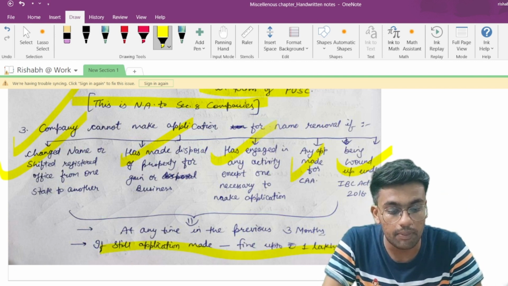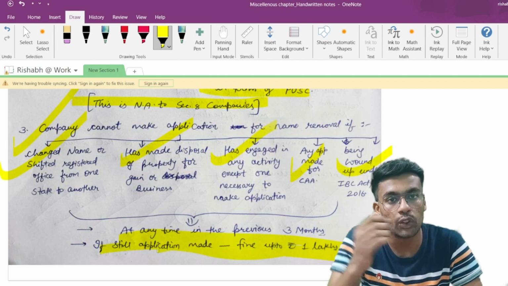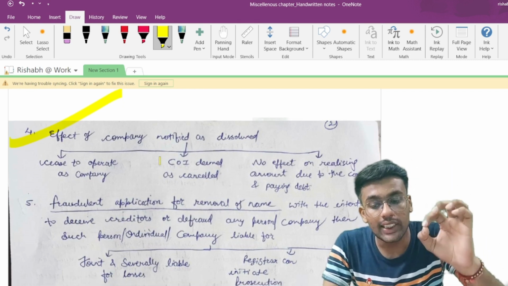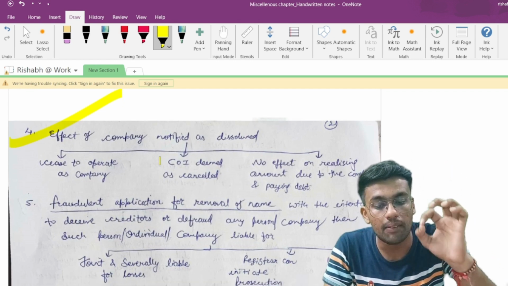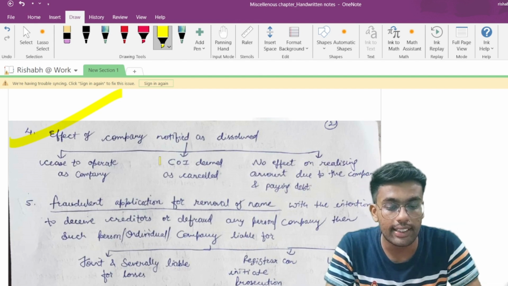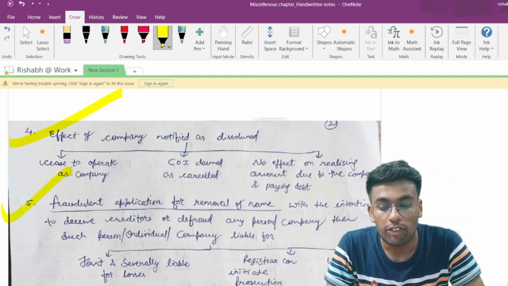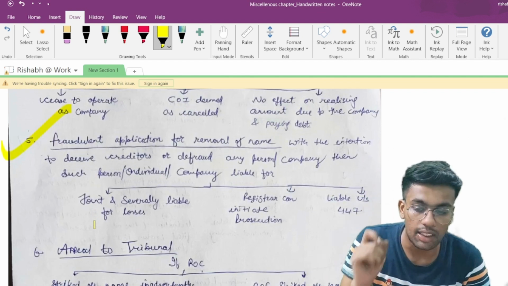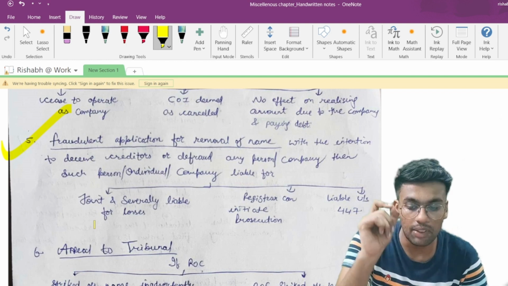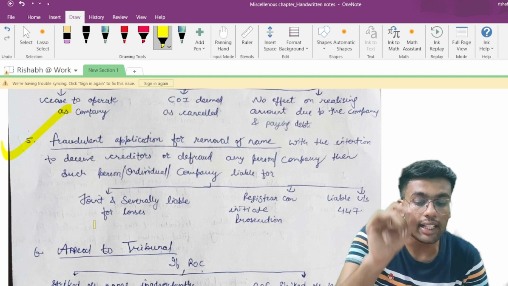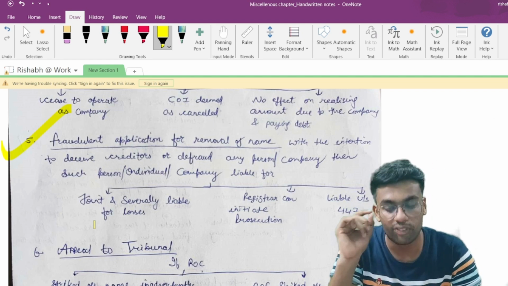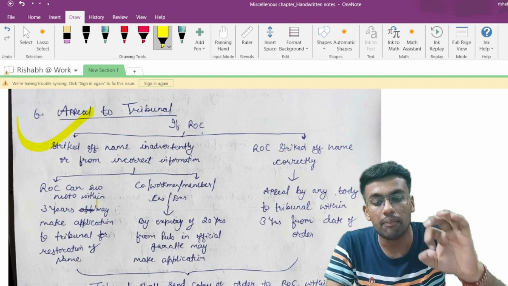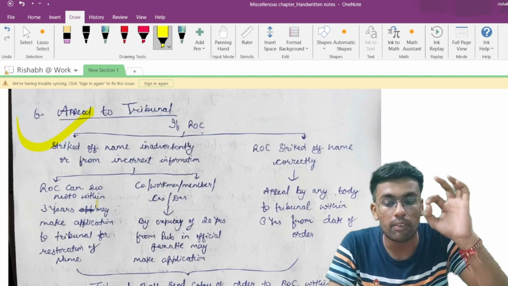If an application is still made, then a fine of rupees 1 lakh is to be imposed on the company. Effect of a company being notified as dissolved: it ceases to operate as a company, the certificate of incorporation is deemed cancelled, and there is no effect on realizing amounts due to the company and paying debts. If a fraudulent application for removal of name is made with the intention to deceive creditors or defraud any person or company, then such person shall be liable jointly and severally, and the registrar can initiate prosecution, and they will be liable under section 447. An appeal to the tribunal can be made if the ROC has struck off the name inadvertently or from incorrect information.